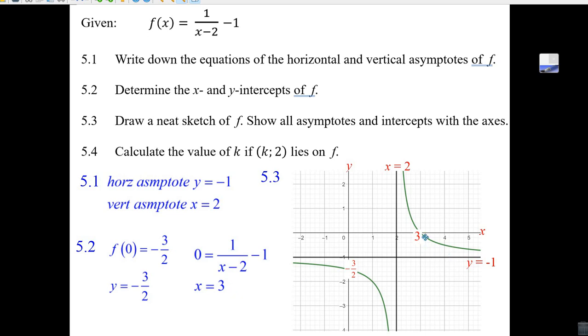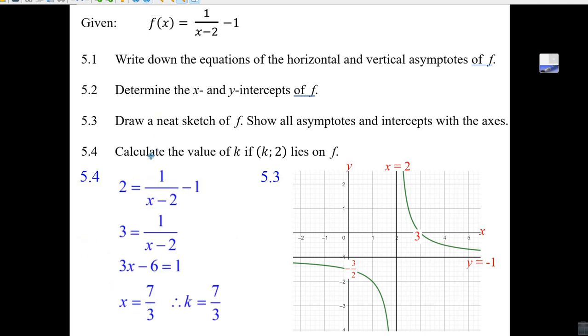x equals 3. And you draw a neat sketch. Well, there it is. There's the x-intercept. There's the y-intercept. It's a hyperbola that has its branches in the first and third quadrant. You label x is always equal to 2, y is always equal to minus 1, and there you've done it. You've sketched it.